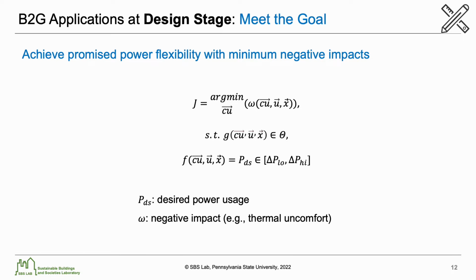In the previous step, we set the goal by estimating the power flexibility we're able to provide. In this step, we're going to meet the goal by achieving the promised power flexibility with minimal negative impacts. We can treat this again as an optimization problem. The omega here is the negative impact of doing the B2G. Here our goal is to minimize this negative impact under the constraint of building service so that we are able to achieve the P DS, which is the desired power usage.